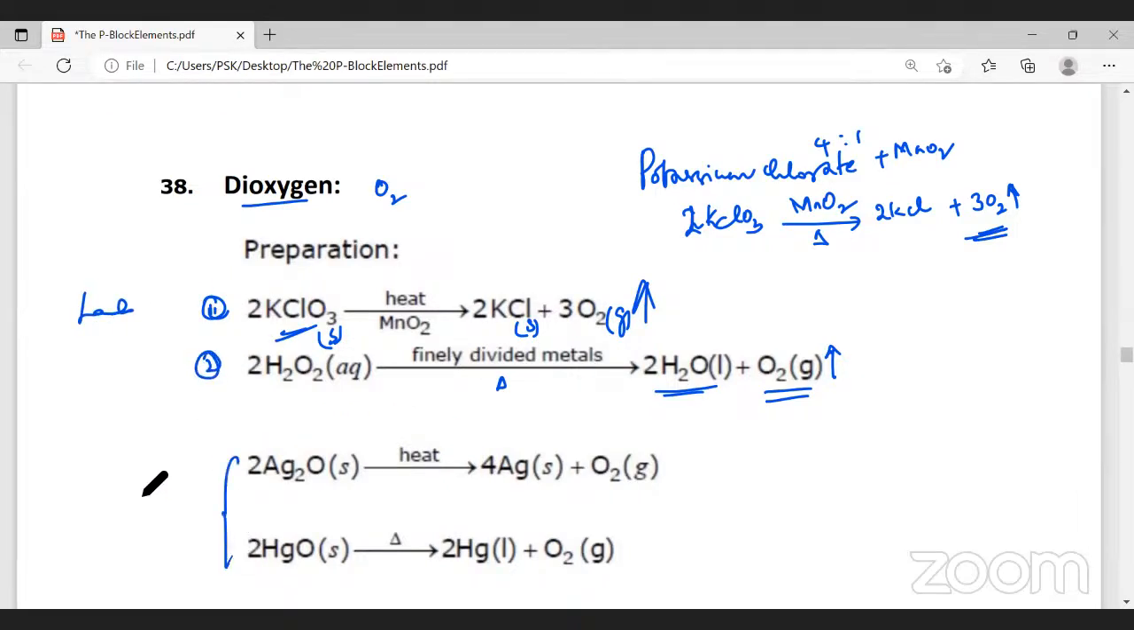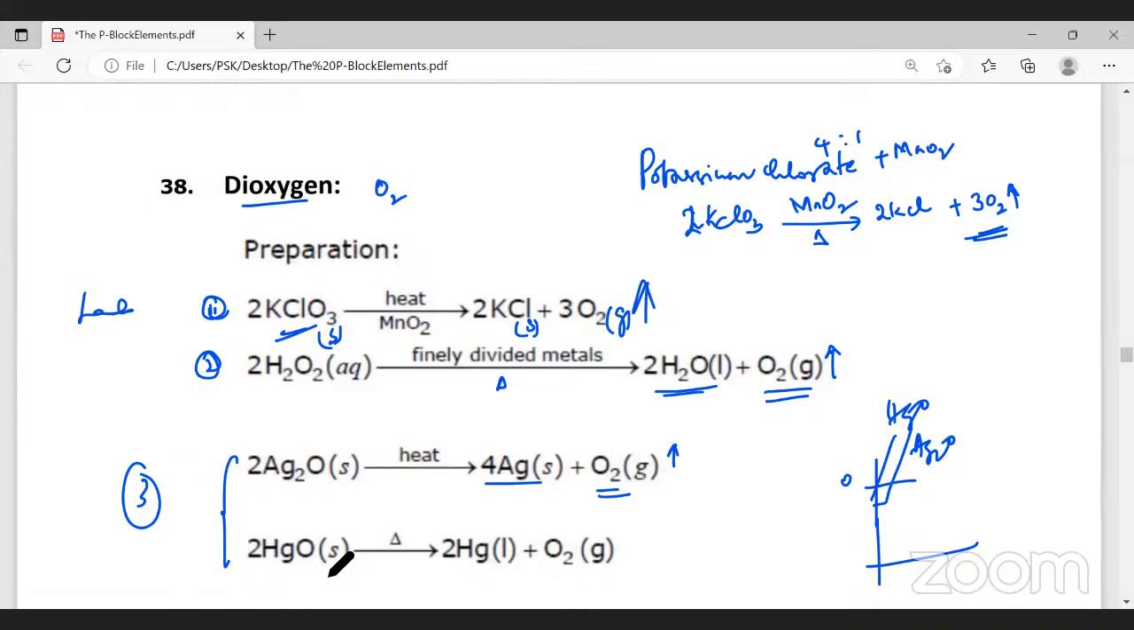The third method of preparing, these all are thermal decomposition, all because of heating. Thermal decomposition of oxides of silver and mercury. If you remember in Ellingham's diagram, the graphs for silver oxide and mercuric oxide are above the zero line. Delta G becomes positive, so they are thermally unstable. Just by heating, silver oxide decomposes to give metal silver and oxygen gas, and mercuric oxide decomposes to give mercury and oxygen gas.